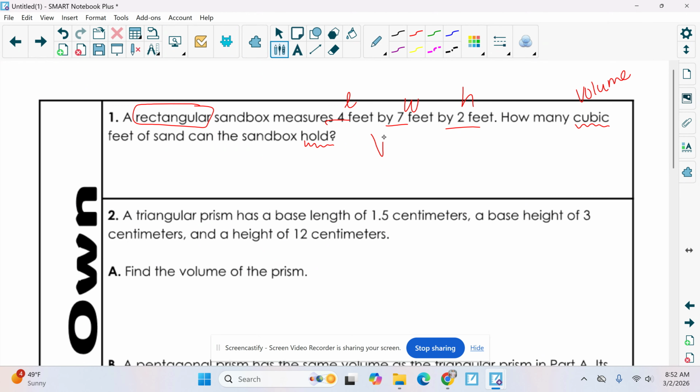So volume is the area of the base times the height. Well, what shape are we dealing with? A rectangle. How do I find the area of a rectangle? So I need my length times my width times my height, which is 4 times 7 times 2. Sorry, what did I say, 12? 4 times 7 times 2. No wonder y'all were looking at me like I was crazy. 4 times 7 is 28. 28 times 2 gives me 56 feet cubed. Cubed, not squared, cubed.